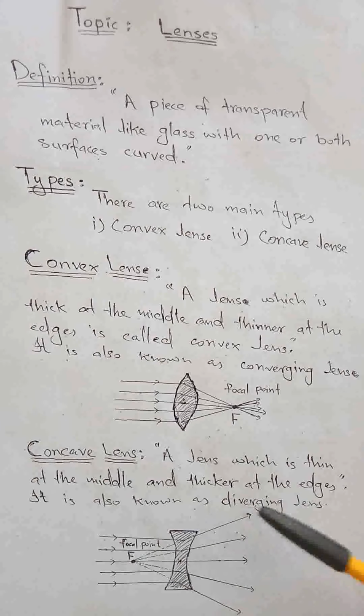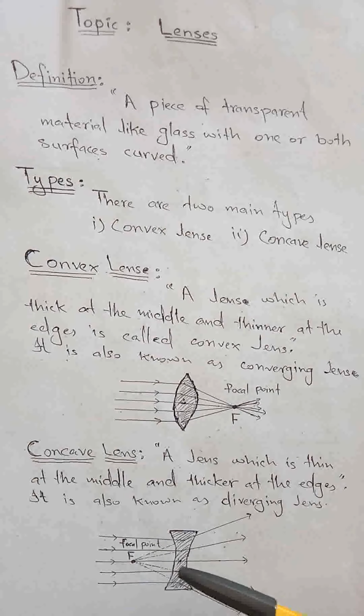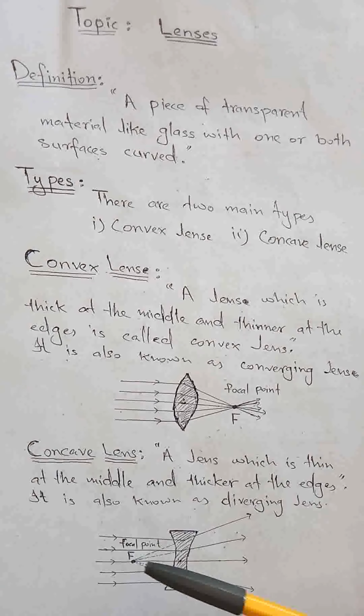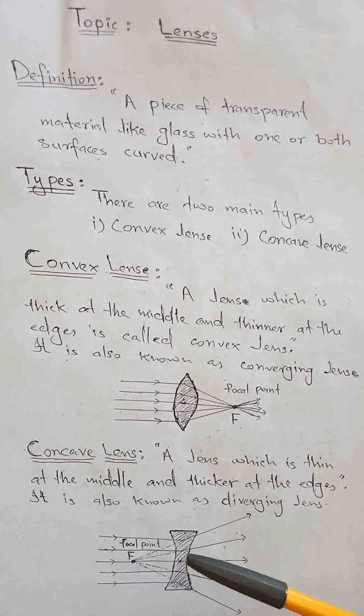And why is it called diverging? Because all these parallel rays after refraction diverge, and if we trace these refracted rays backward, they will meet at a single point. So this is why it is called diverging lens.